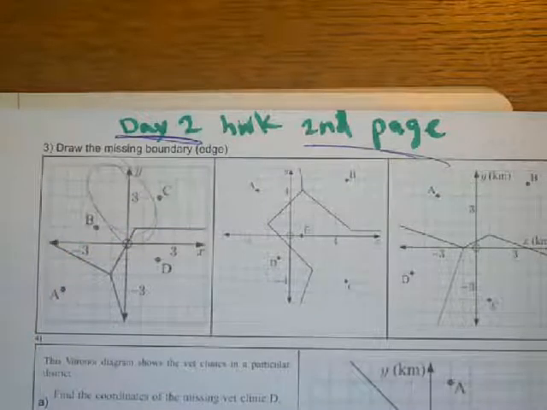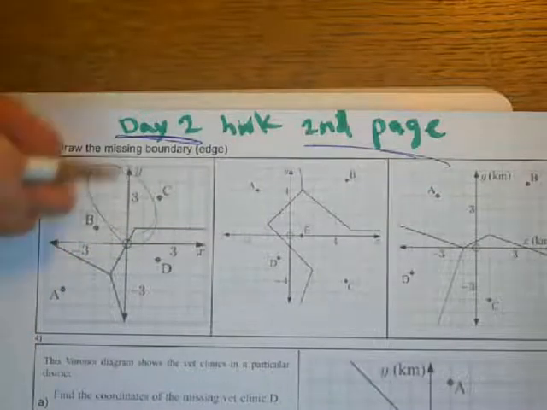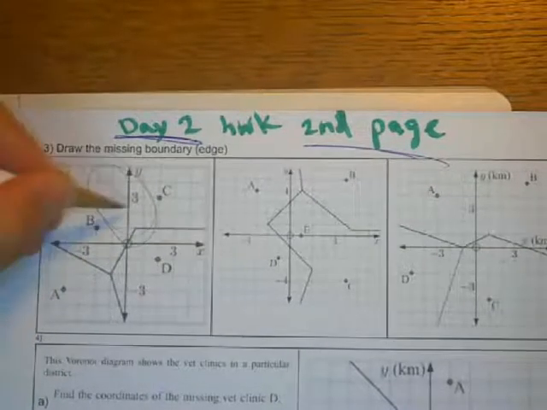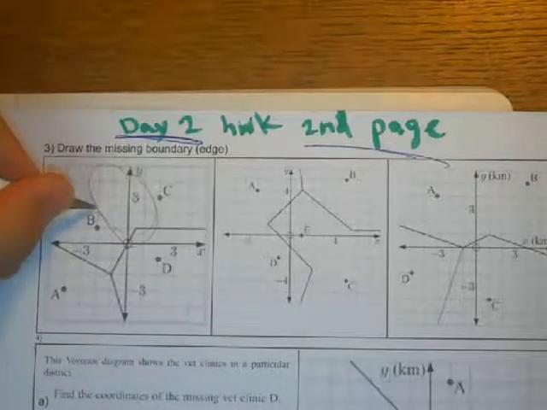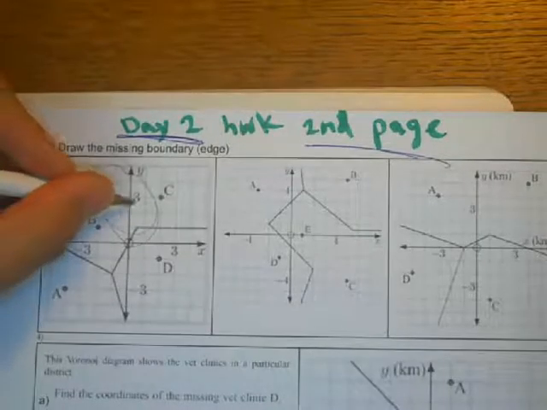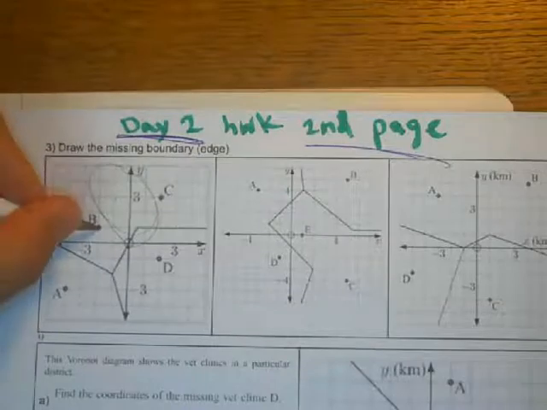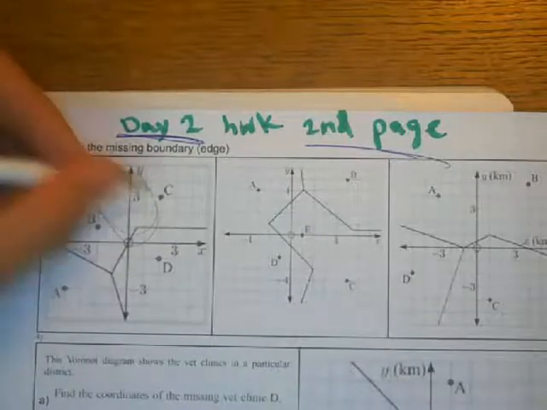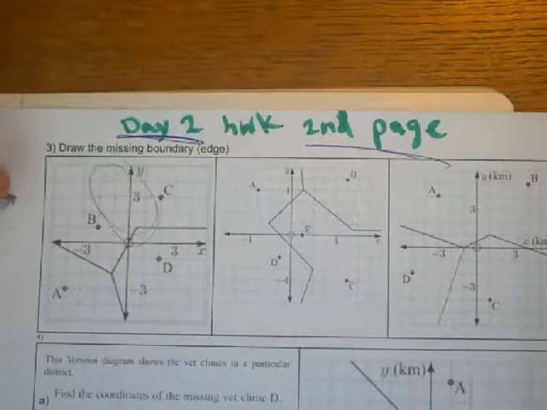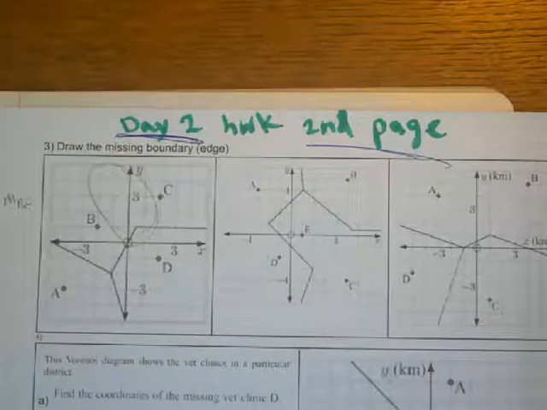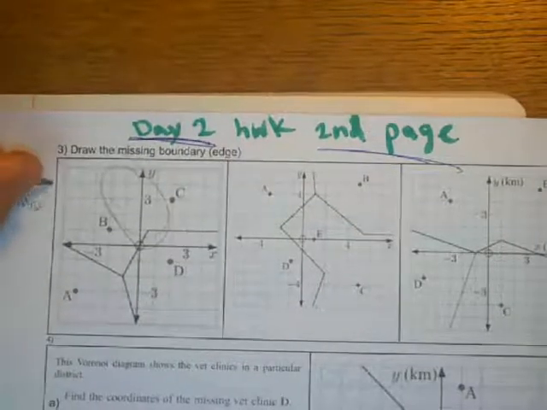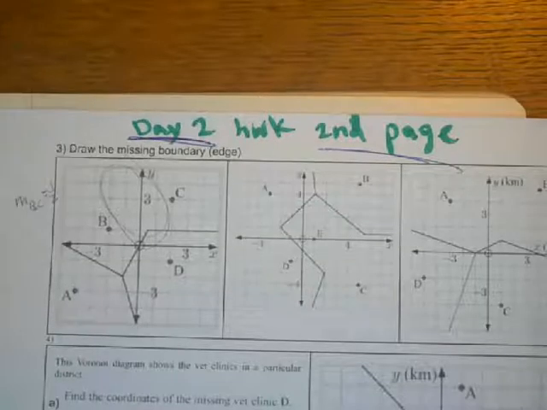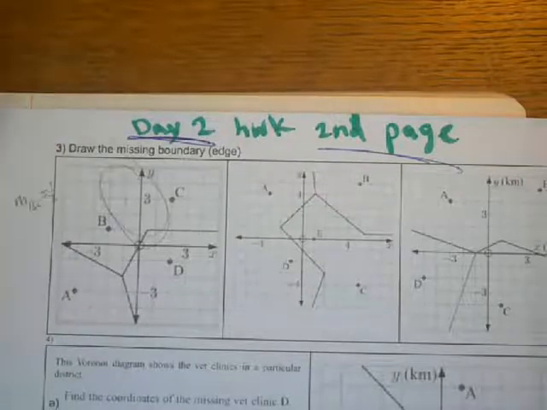So the first thing I can do is look, what is the slope between B and C? It goes up 1, 2, and over 1, 2, 3, 4, right? So if it goes up 2 and over 4, that means the slope of BC is equal to 1/2. So if the slope of BC is 1/2, the perpendicular slope is going to be -2.